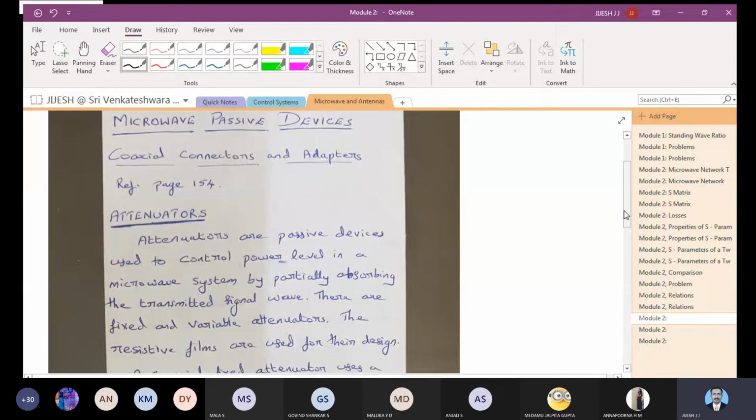Now I will continue with attenuators. All of you might have written microwave passive devices. Also write coaxial connectors and adapters. You should refer to that. Okay, I will talk about attenuators.